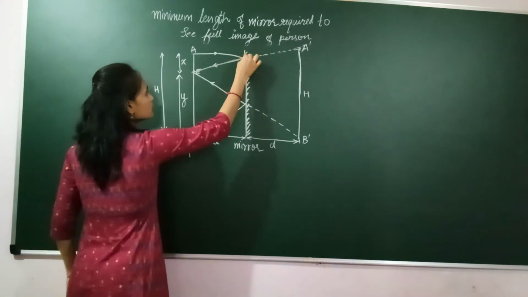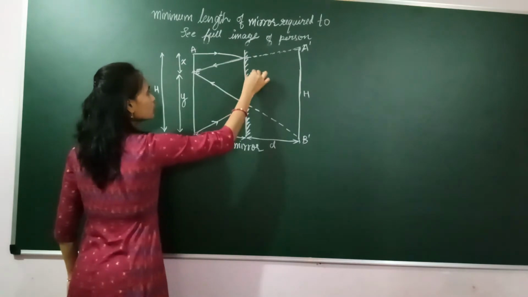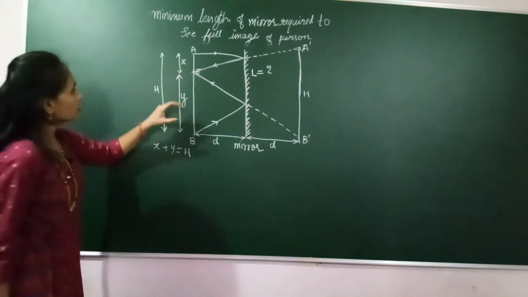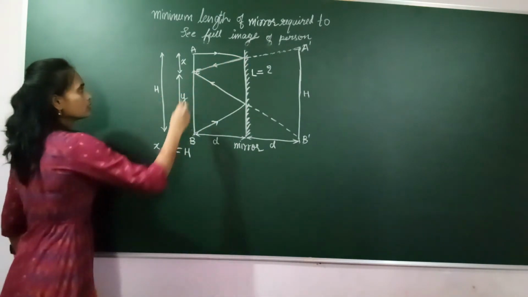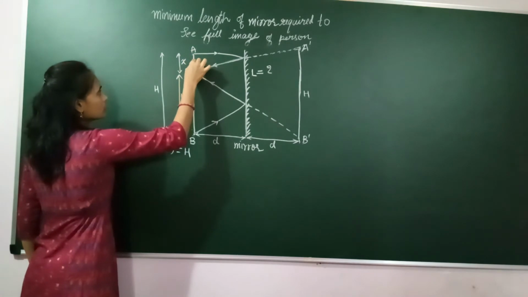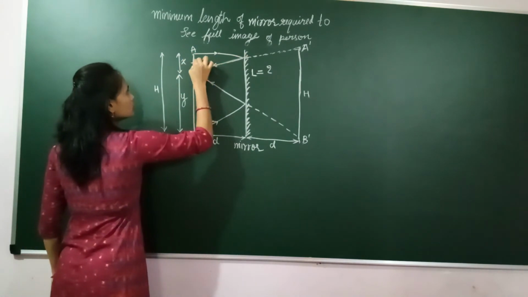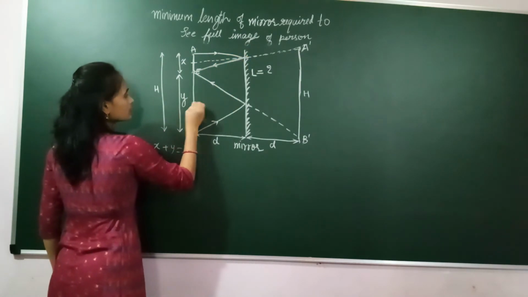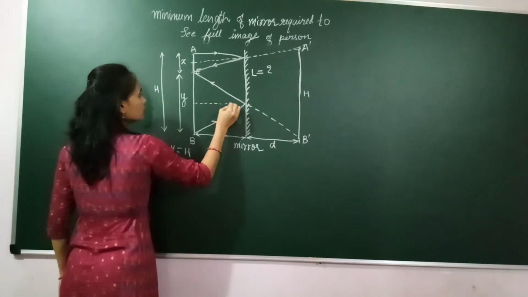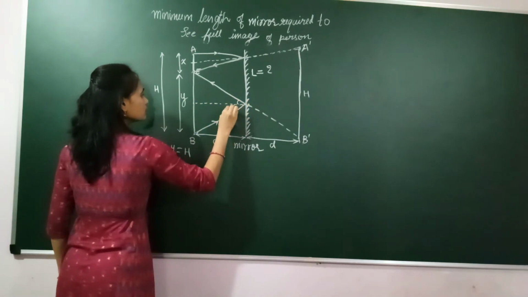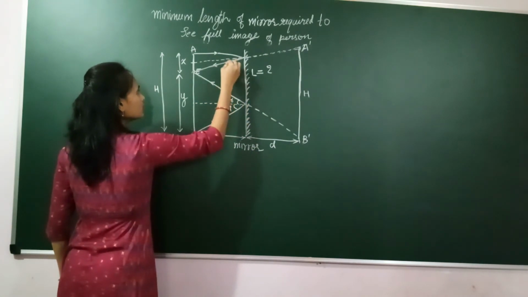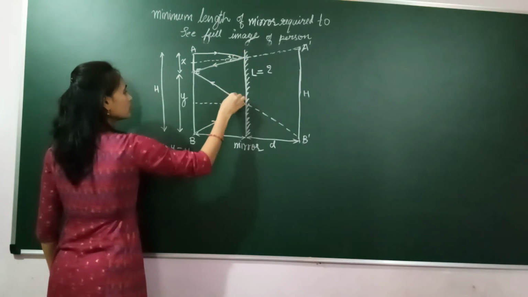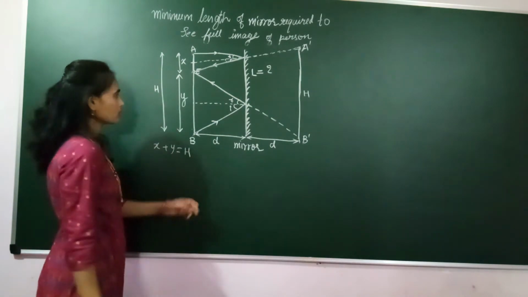And next, this must be the height of the mirror to see the full image. So what should be the length of the mirror? This is our question. To find this length, we will take the center point. From this point to this point we will draw a perpendicular line, and here also this is the center. This is our incident angle and this is our reflected angle. Here also the incident angle and reflected angle are equal, according to the laws of reflection.